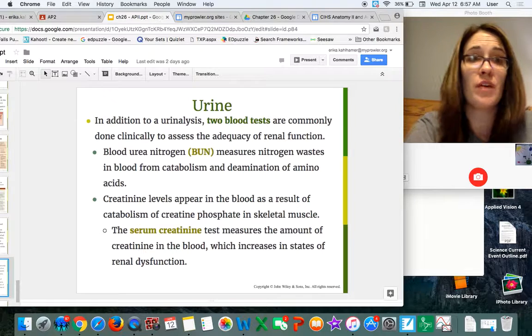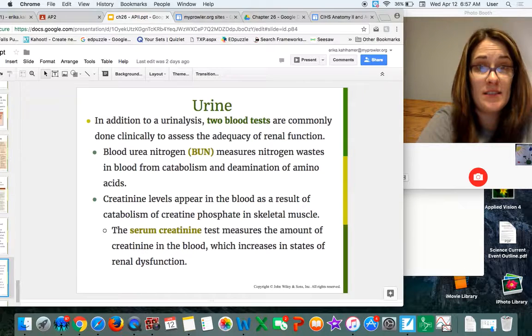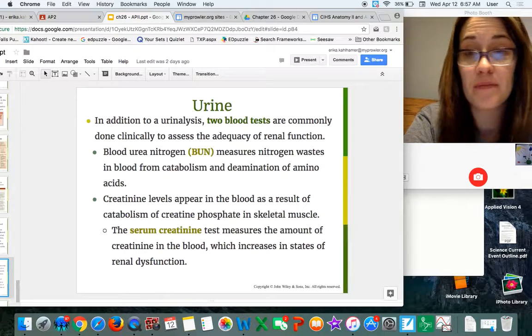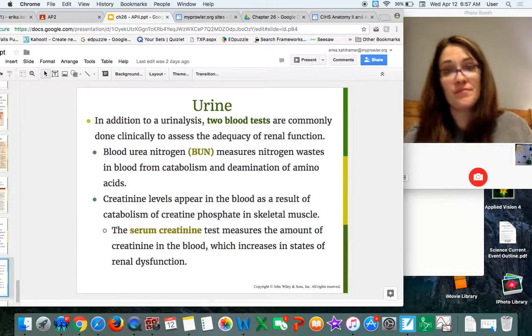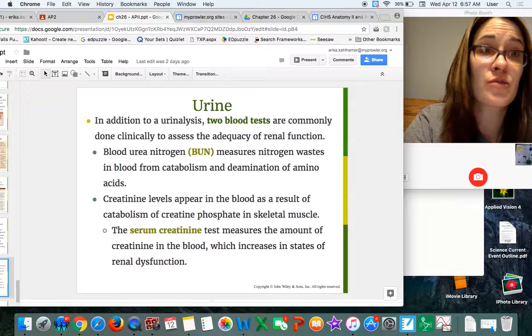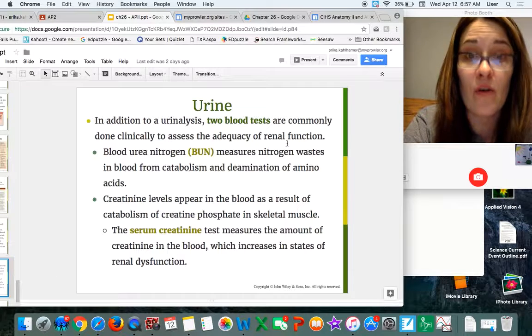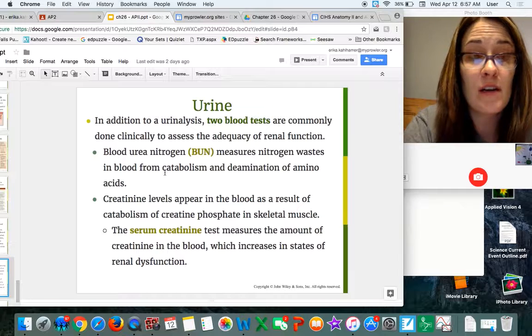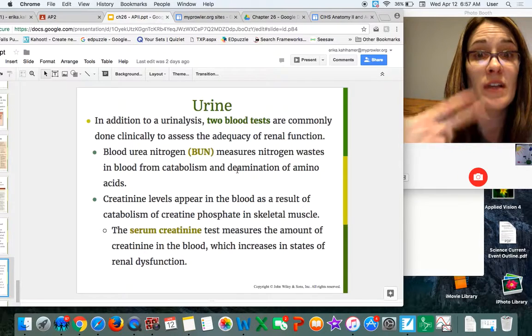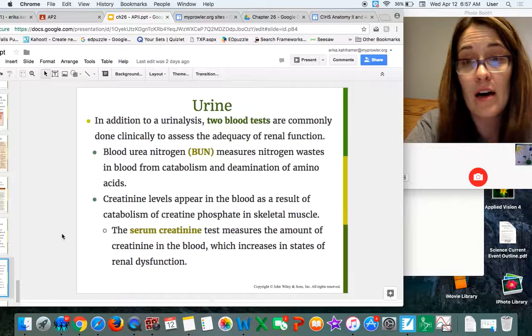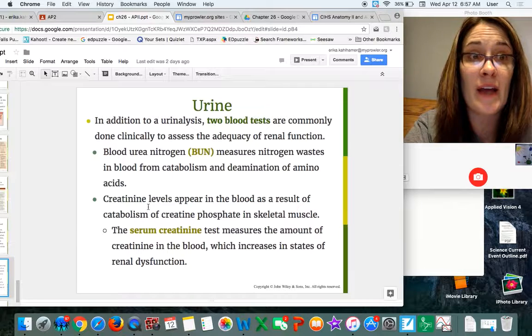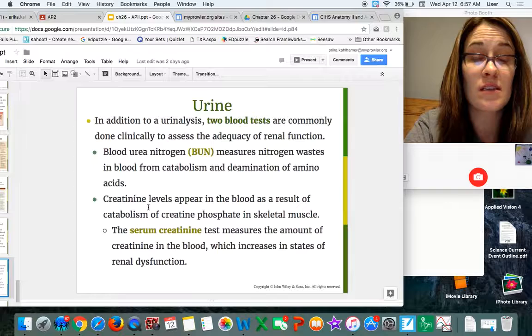Also, 2 other blood tests are done to see how well the kidneys are working. One is the BUN test, the blood urea nitrogen. Kidneys excrete nitrogenous waste. So a BUN test measures nitrogen waste in the blood as you're breaking down or catabolizing these amino acids. So if those are high, that's going to indicate problems with the kidney, potentially.